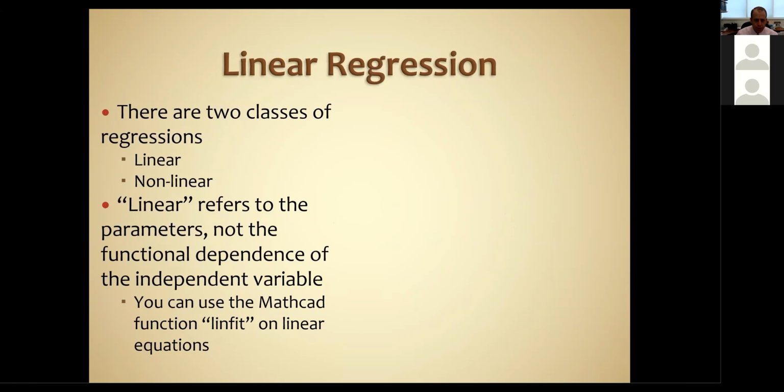Now, when we talk about regression, there are two general classes: linear and nonlinear. And linear and nonlinear does not refer to the functional form of the equation we're using. It refers to the coefficients, linear in the parameters. So a straight line, of course, is linear, but there are a lot of other models that have linear parameters.